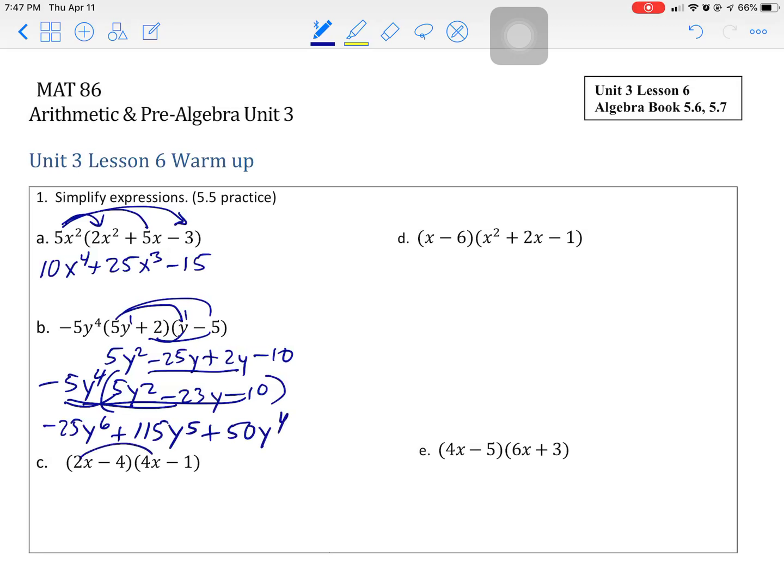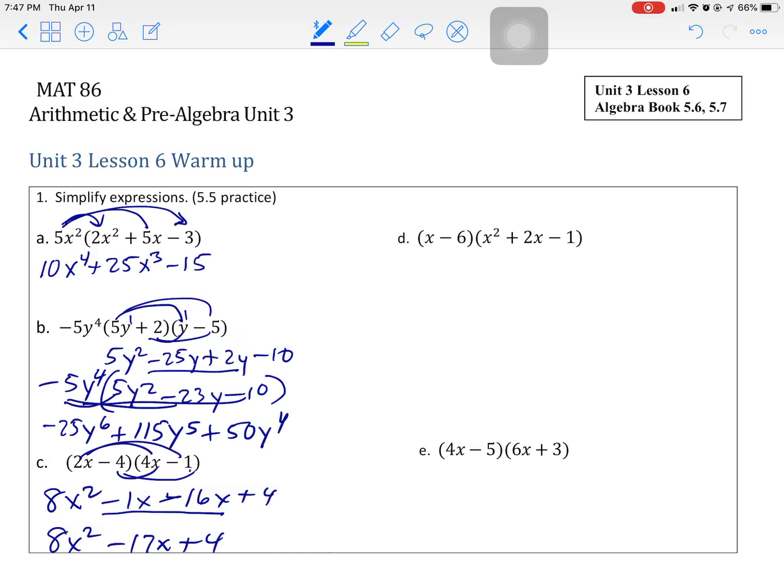All right, first, outside, inside, last, combine like terms. Make the shift between multiplying and adding, okay? I know that's hard, and I think I did something wrong, so hang on a second.